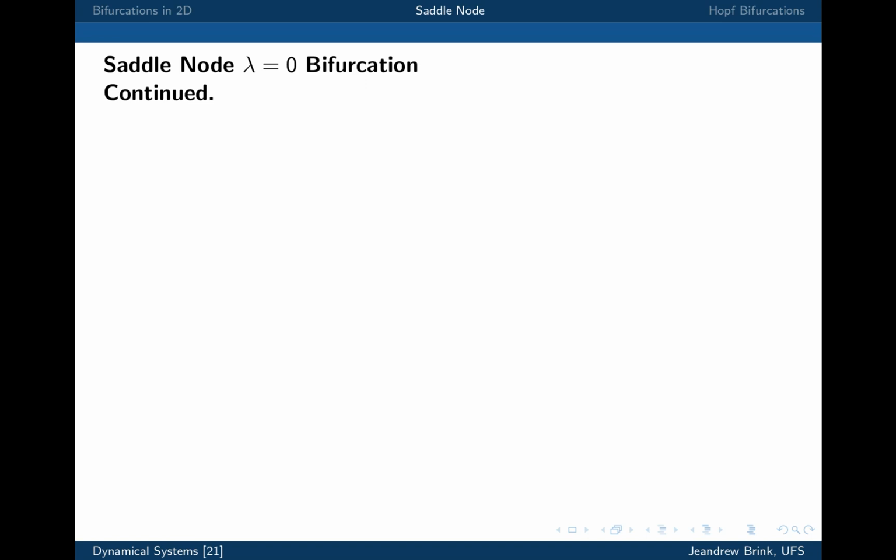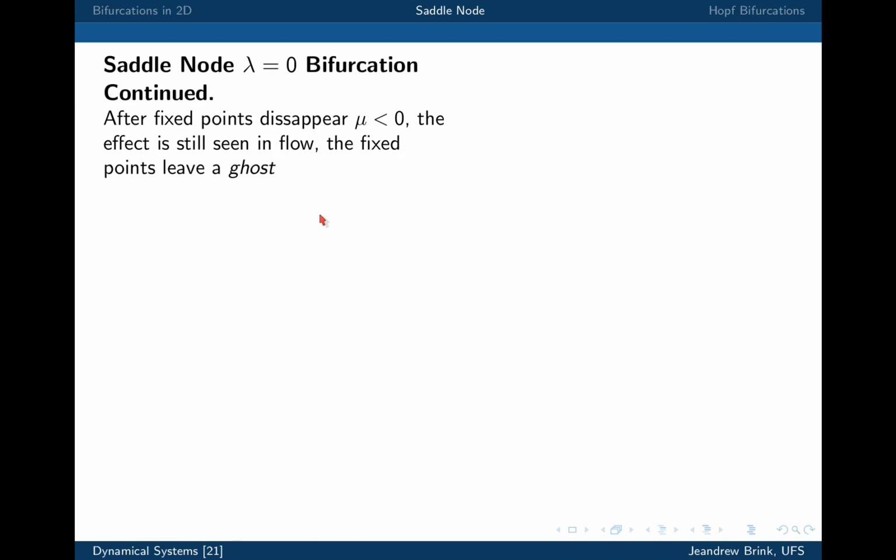Okay. So basically, the general features of your saddle node bifurcation are that the fixed points disappear for a parameter value, say mu greater than 0, but you still see the effect of the flow. This is still the ghost. So that's one of the properties of saddle node bifurcations. They also call this thing a bottleneck region, where the flow gets really, really slow, and trajectories hover there before they get released.